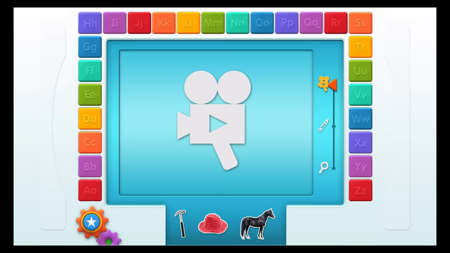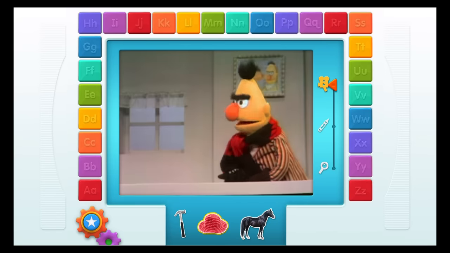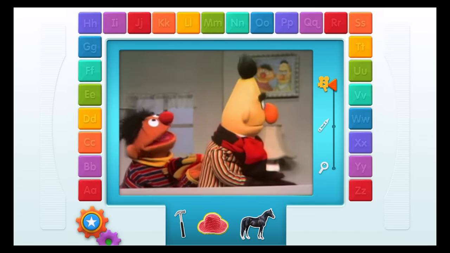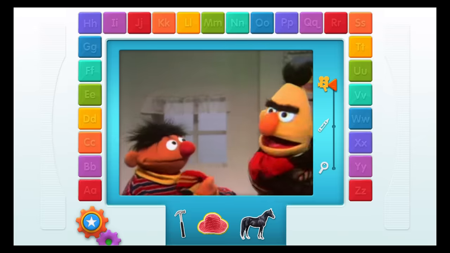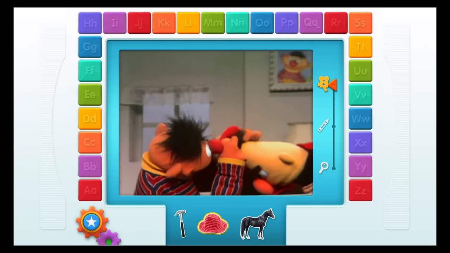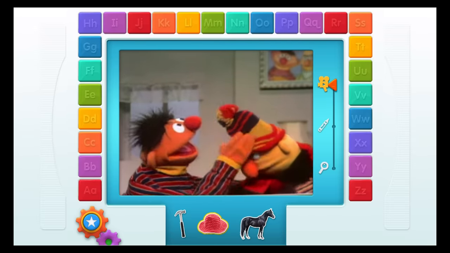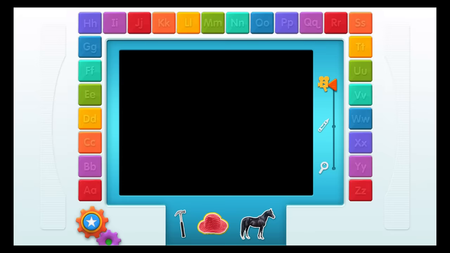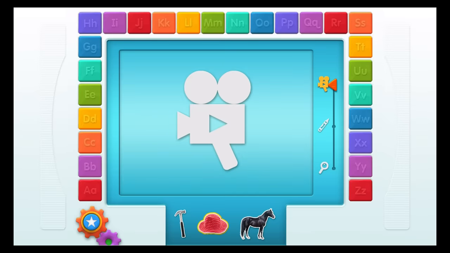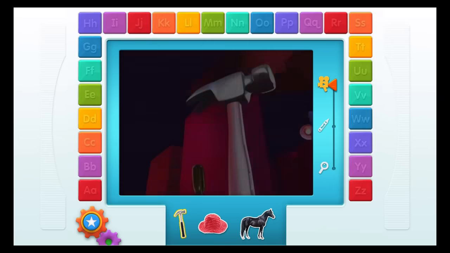With your letter. H. What do I need now, Ernie? Lean over, Bert. Lean over. The other way. What? What? You need a hat, Bert. What are you doing? There we go. How's that? H. Hat. Touch another thing that starts with your letter. H. Hammer.